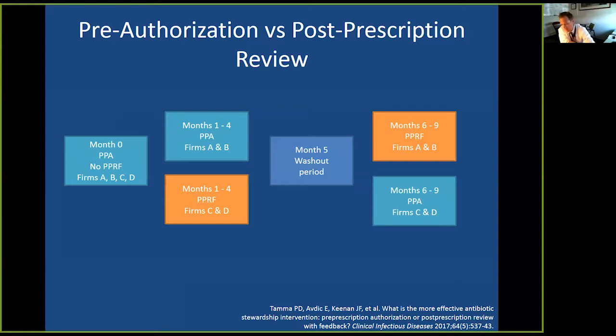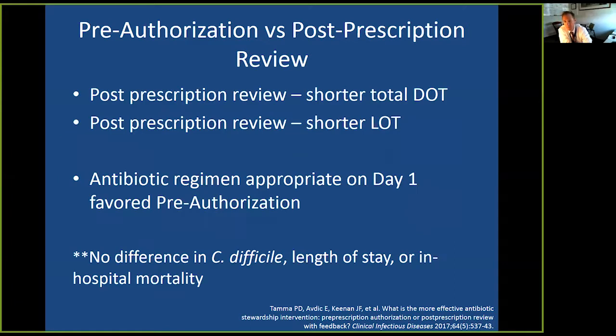So whether or not we can take this information and make it generalizable to small hospitals, unclear. But just to give you an idea, they took one hospital which had a number of firms or floors, and they randomized 2 floors to prospective audit and feedback, 2 floors to restrictions. Then they did a washout period, and they switched different groups. So what did they find?